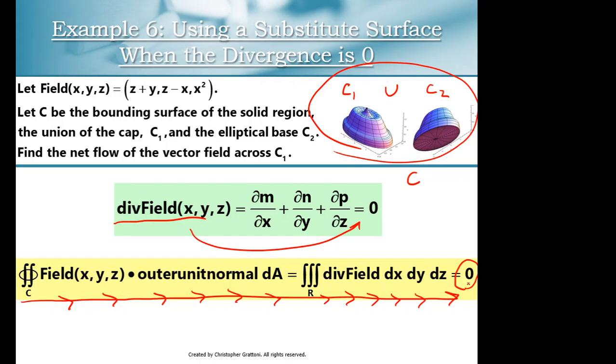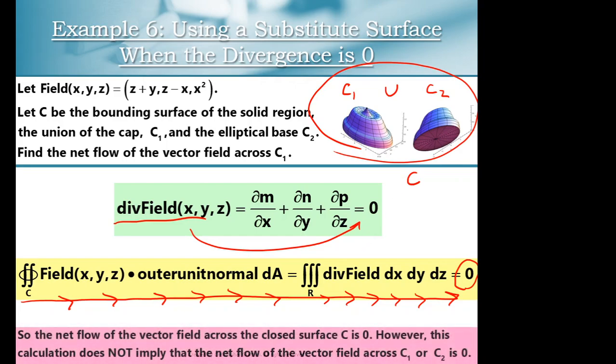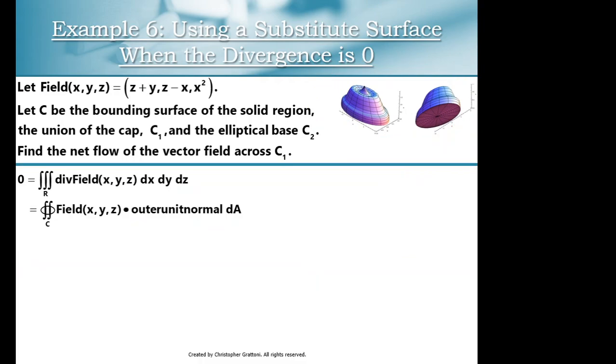So the net flow of this vector field across the closed surface, this pointy hat joined with this elliptical base, that will equal 0. Finally, let's see how to leverage that information. You guys have seen things like this before. It's a similar trick to things I've shown you before with replacement curves. So in a previous chapter when we did replacement curves, now I'm showing you a trick for a replacement surface.